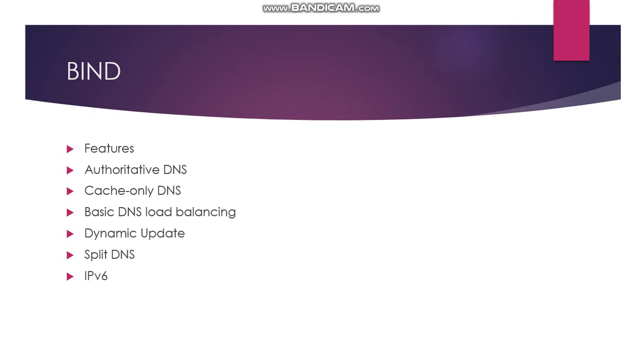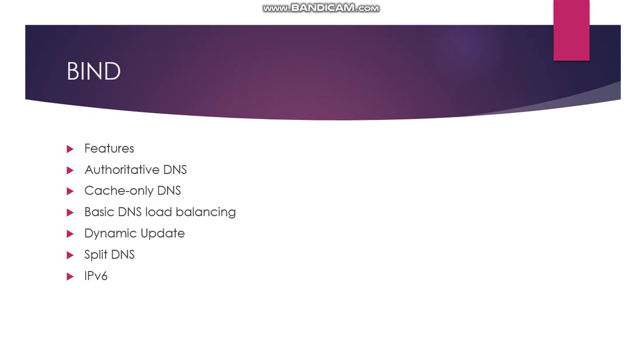So we use BIND as the Linux DNS server. So what BIND basically is, these are the features for BIND: authoritative DNS, caching only DNS, basic DNS load balancing, dynamic update, split DNS, and it uses IPv6. Pretty cool.